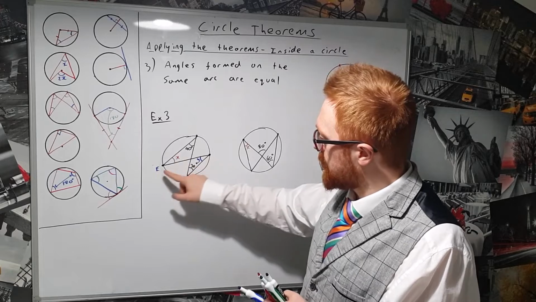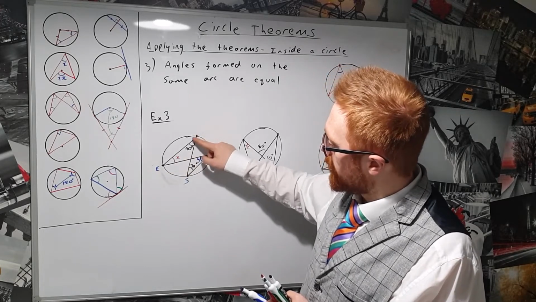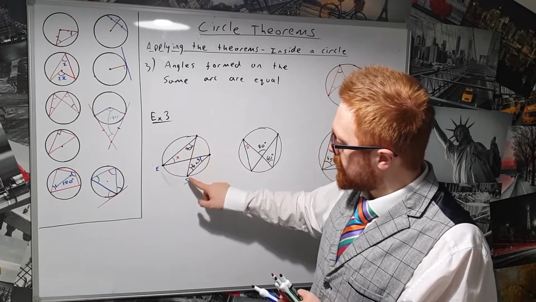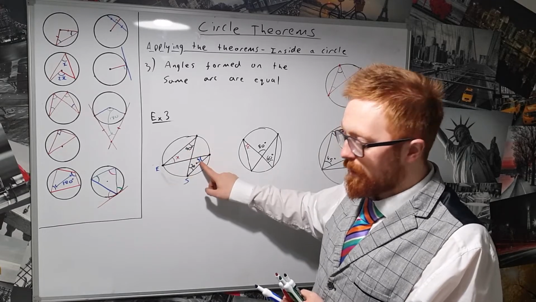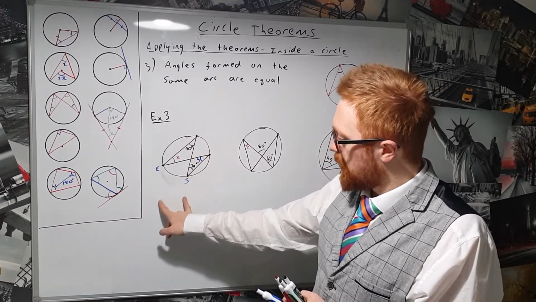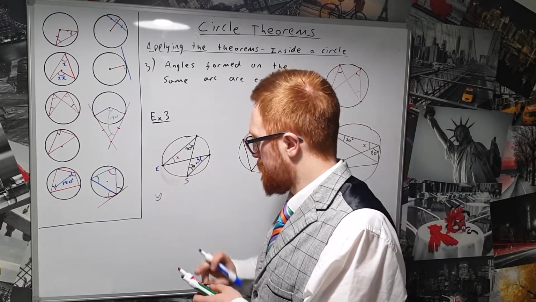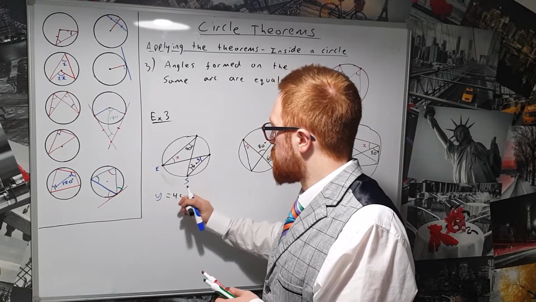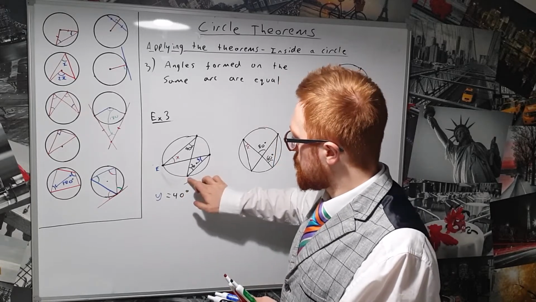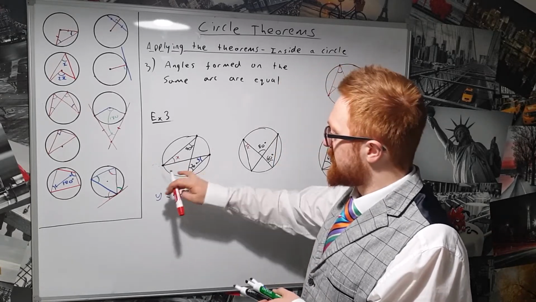Exactly right. If I start here and end here, I can trace out this 40-degree angle. So because I can trace the 40-degree angle and the y out, starting and ending at the same point, I can say that y is equal to 40 degrees. Okay, let's have a go at this x now.